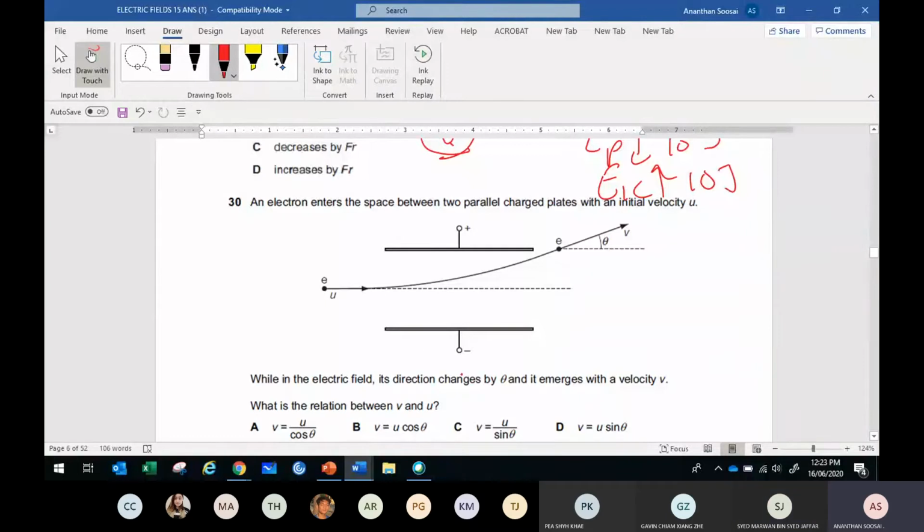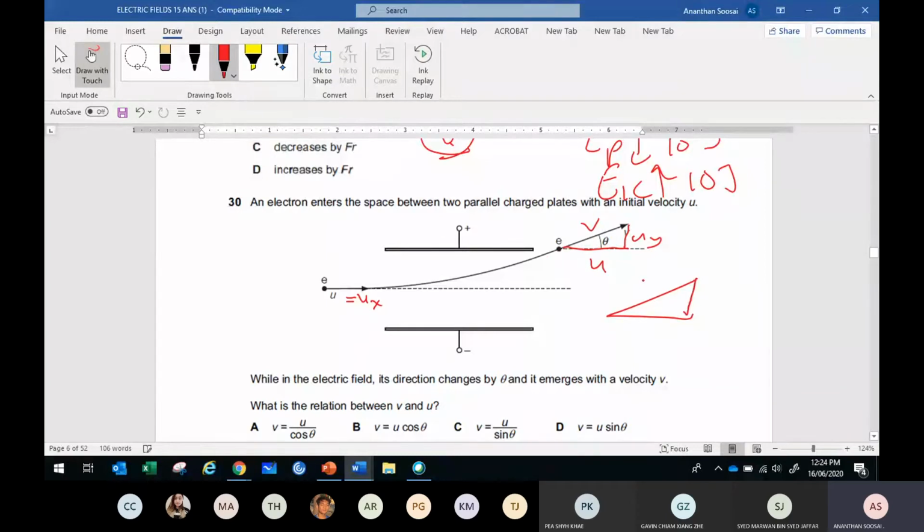The electric field direction changes by theta as it emerges from the plates. How are V and U related? We can draw the triangle here. This is V, and this is U, your Ux. The Uy we don't know, we have to calculate it, but don't bother. This is your U, this is your V. So it's a triangle.